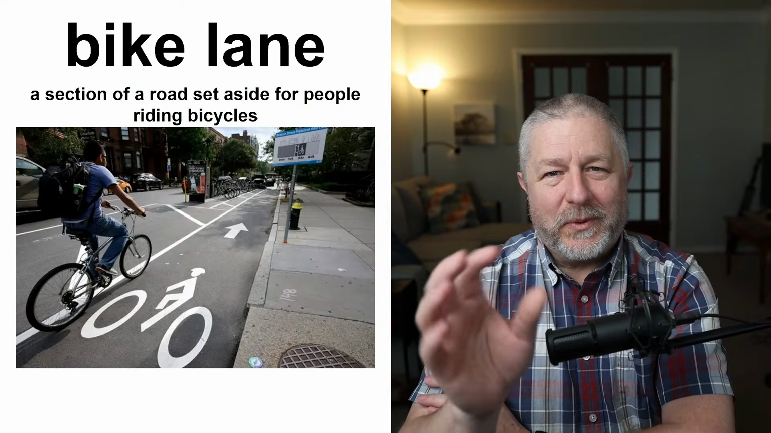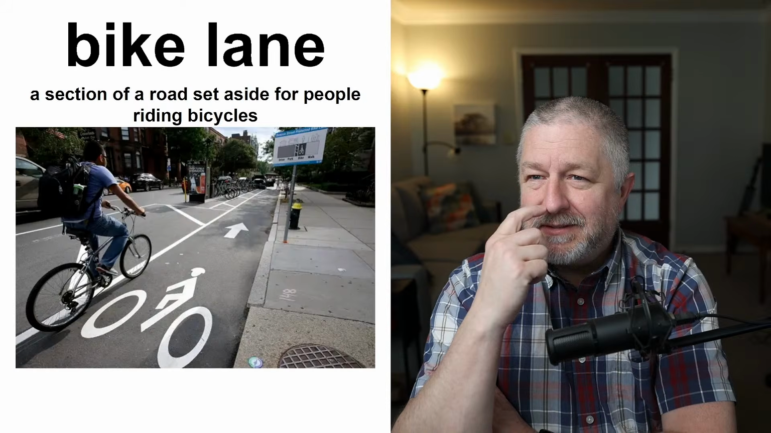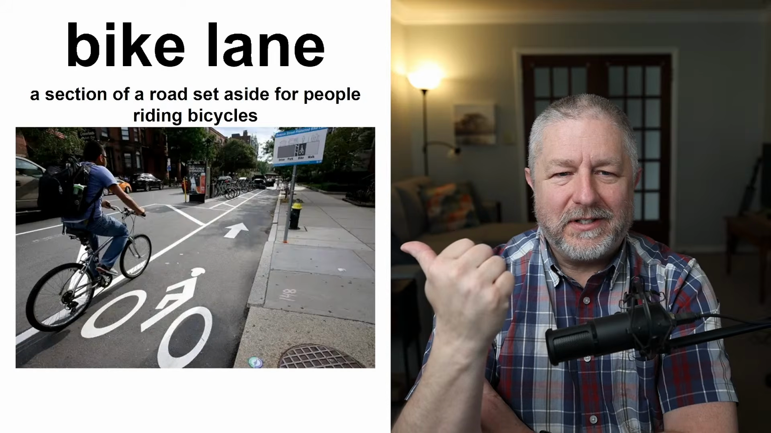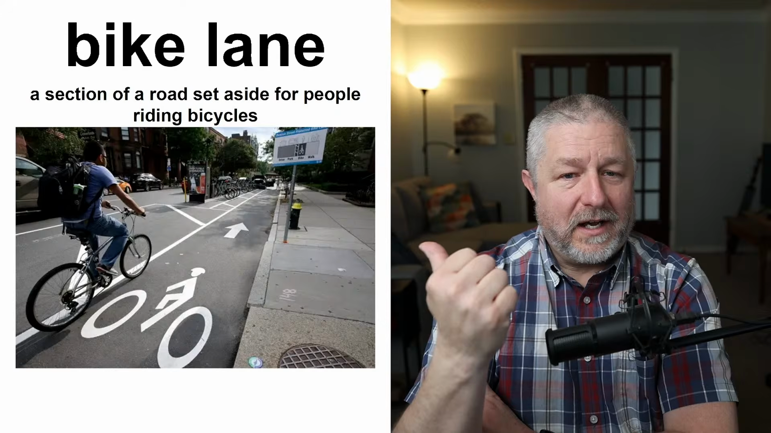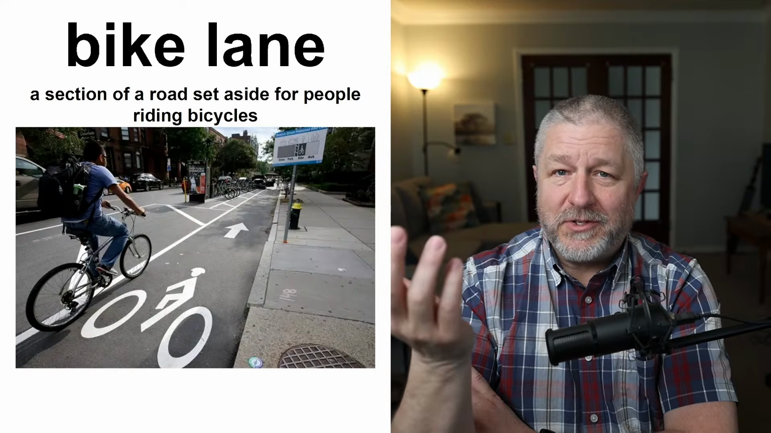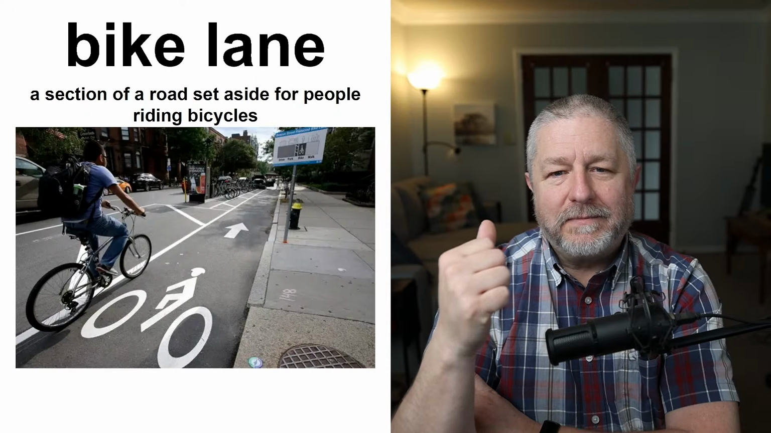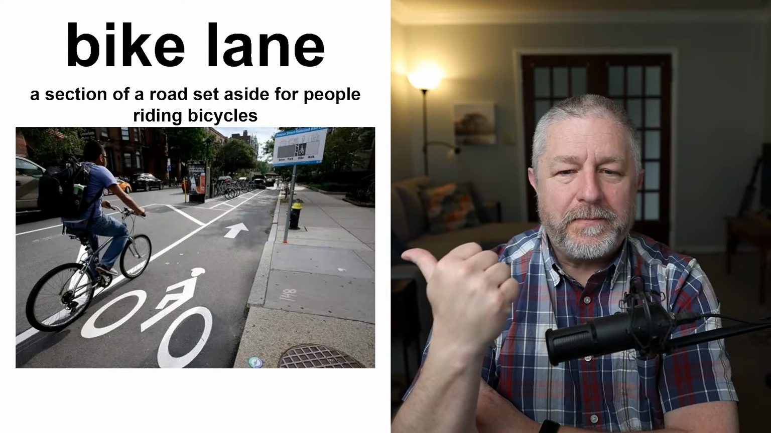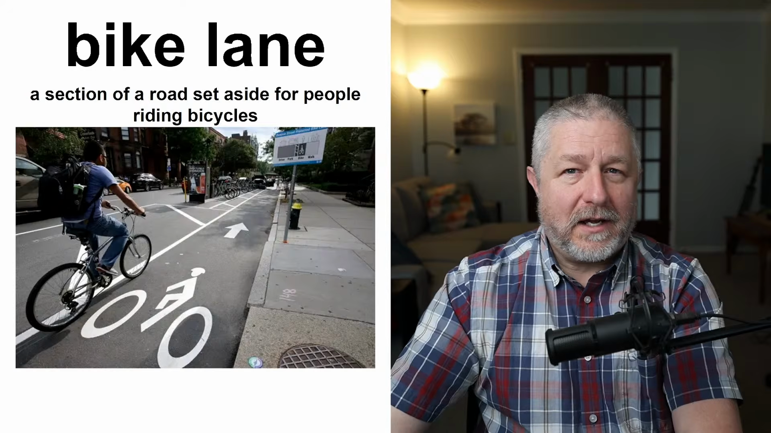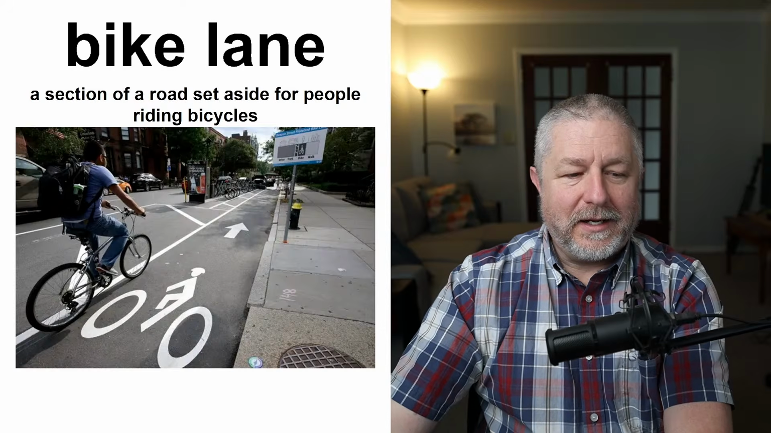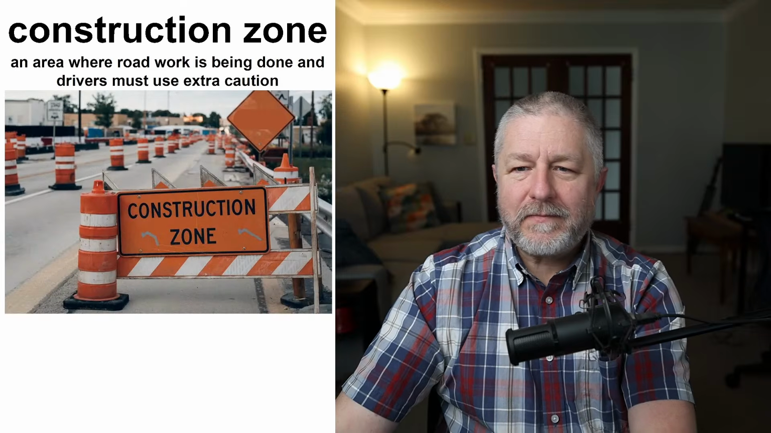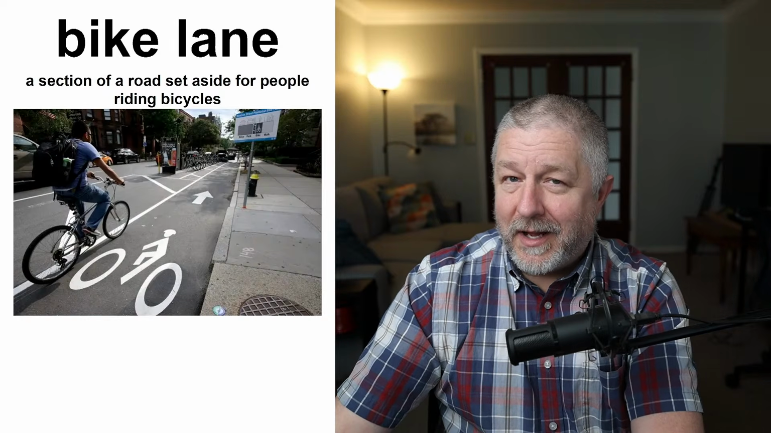It's kind of a weird word, bike and bicycle, because in the definition, a section of road set aside for people riding bicycles sounds normal. I could have said for people riding bikes, but a bike lane is a bike lane. So a section of a road set aside for people riding bicycles. Let me go back to this one.